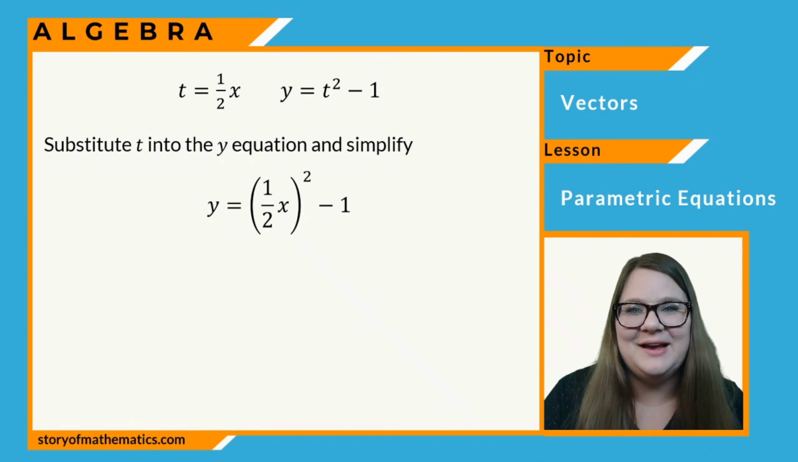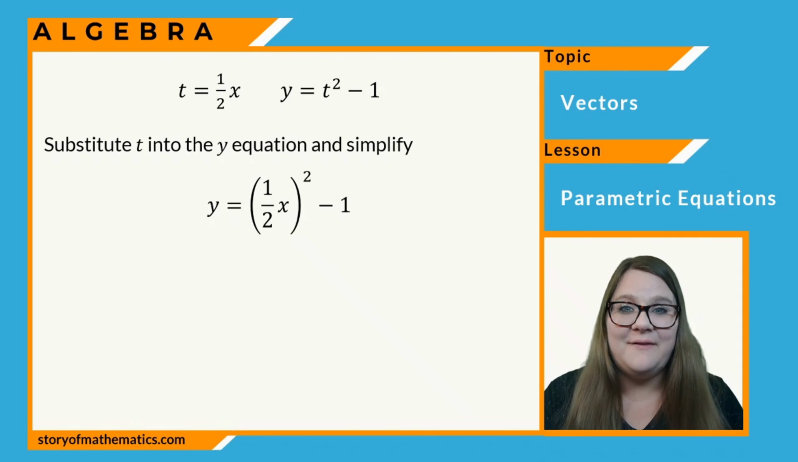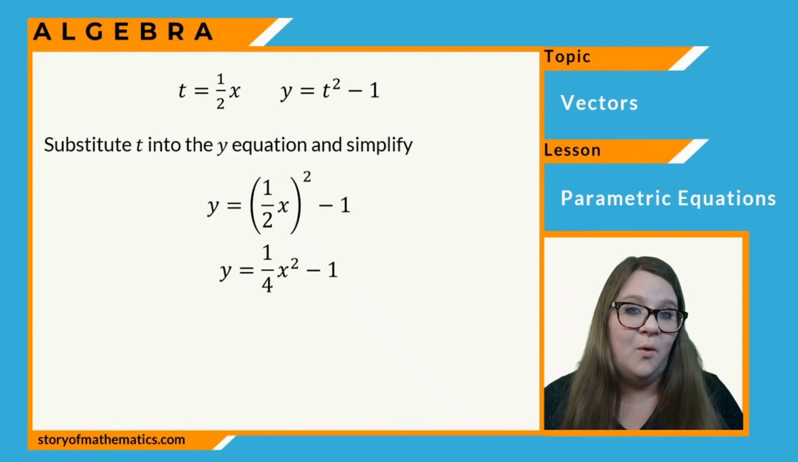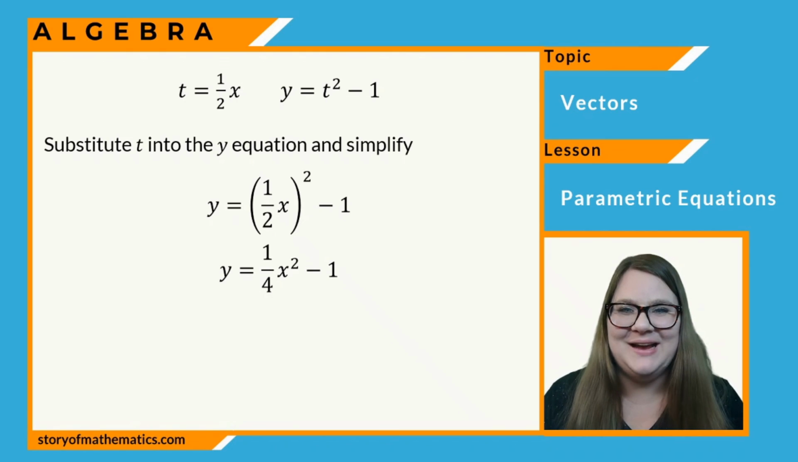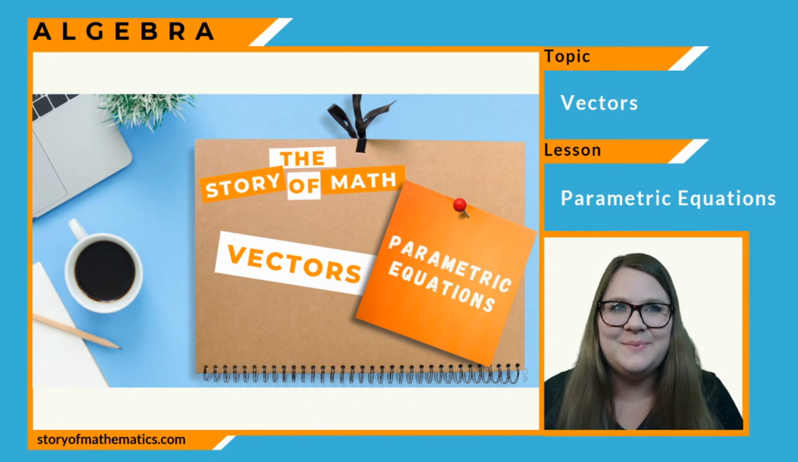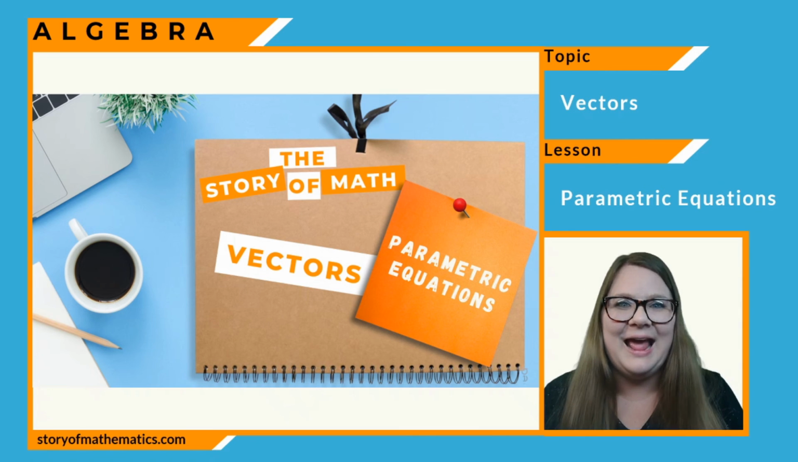I do need to simplify this. When I square 1/2 x, I'm really squaring 1/2 and I'm squaring x. This becomes 1/4 x squared minus 1. And that's how you work with parametric equations, both to rectangular format and back.